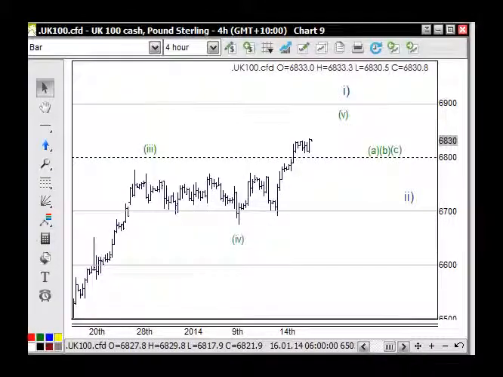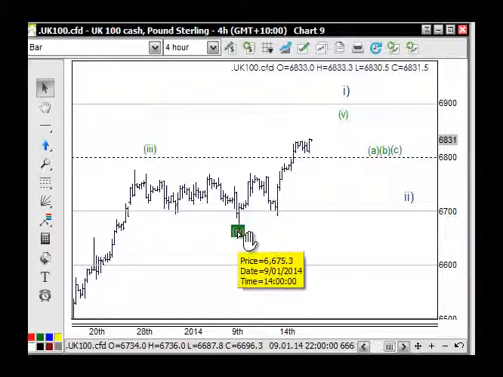The FTSE, now on the 4-hour chart here, I've always been a bit confused about this wave 4 here, in terms of I've got it down as an A and a B and a C for wave 4 here, but all the other wave 4s you notice have already been over here, so I'm not quite sure about that.